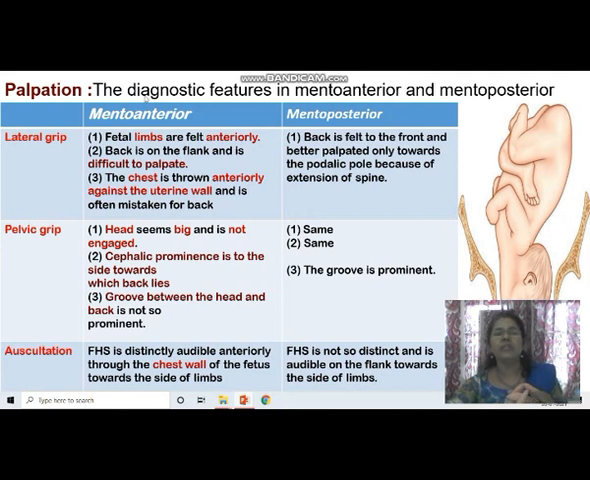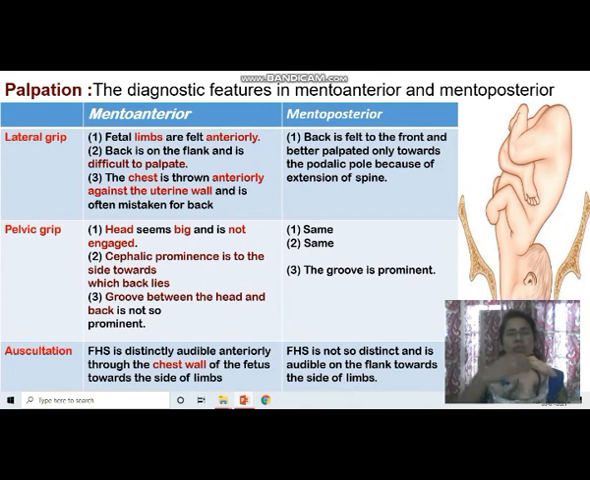Then on palpation, the diagnostic features of mento anterior and mento posterior are in the lateral. When we palpate laterally, the limbs are felt at the angle. We already showed you this method. So the limbs can be palpated anteriorly in the lateral side, and the back is on the flanks. The back can be seen on the flanks and is difficult to palpate.